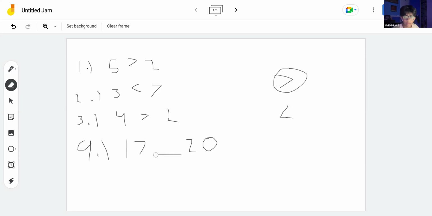Okay, and then the last one. This one's kind of tricky because it's bigger numbers, but it's the same idea. You have to tell which number is greater. What did you get for the numbers, 17 and 20?